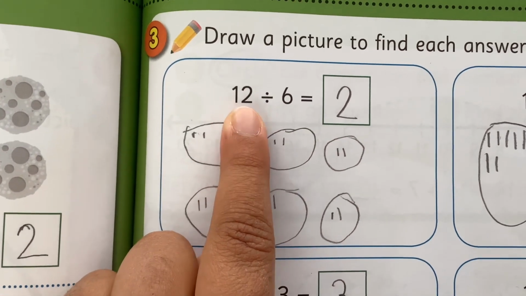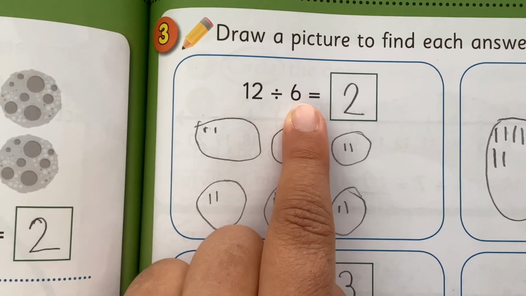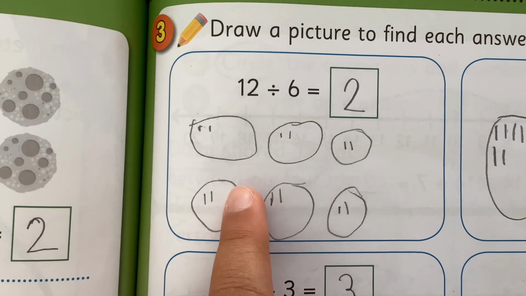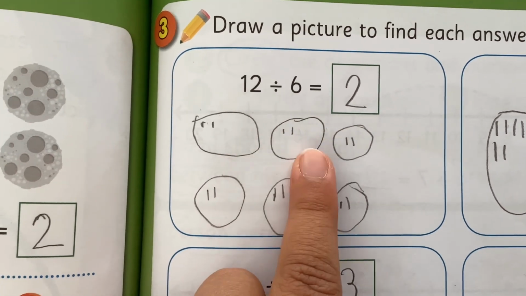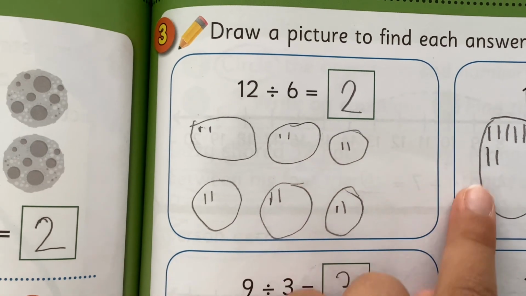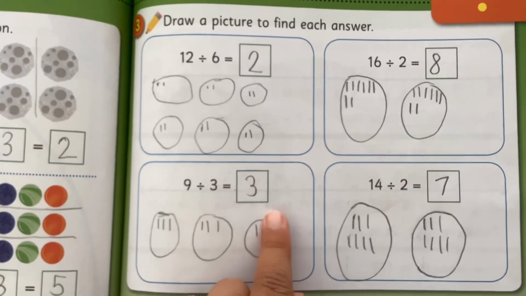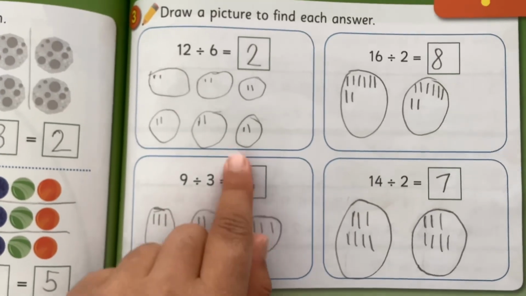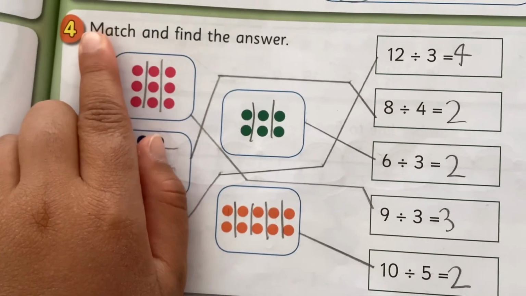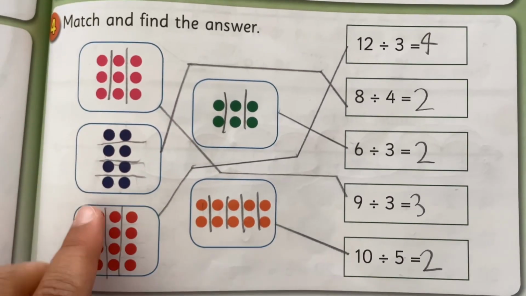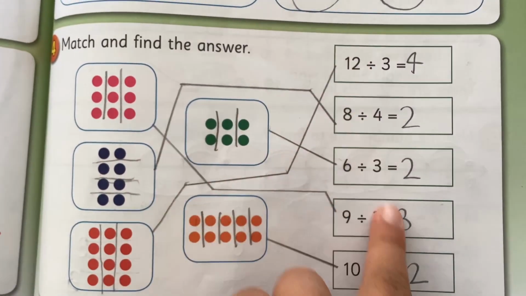So 12, the number of things there were, divided by 6, the number of groups there are, equals 2, the number of things in each group. And all these other sections of the question are similar to this section. In question 4, I had to match one of these to one of these.